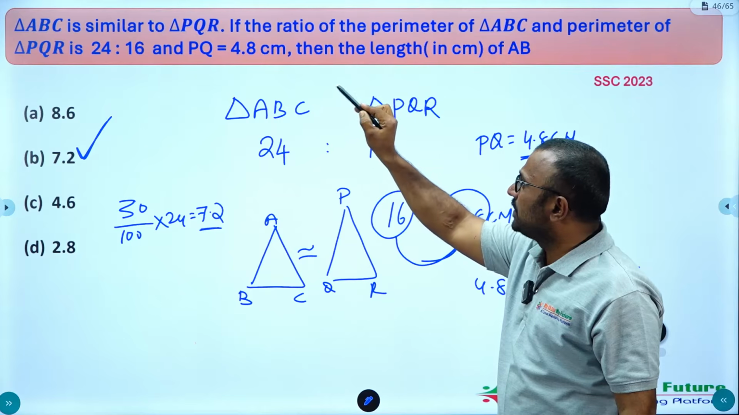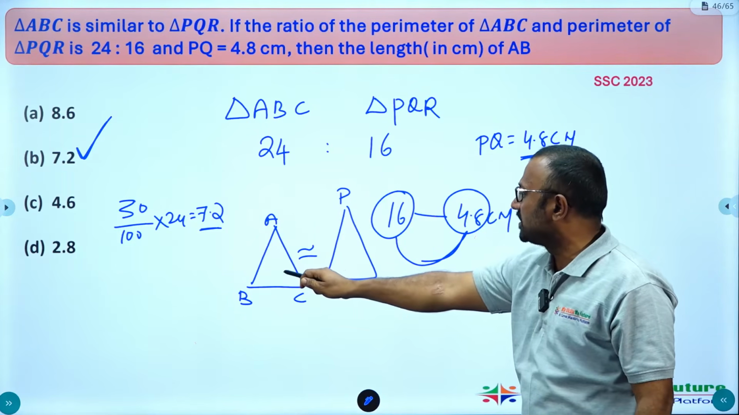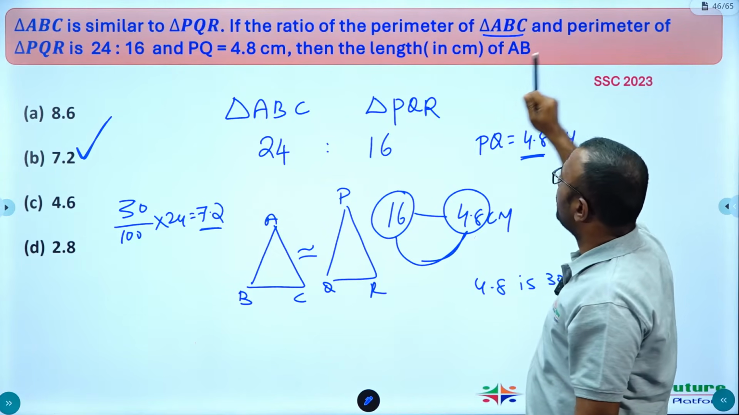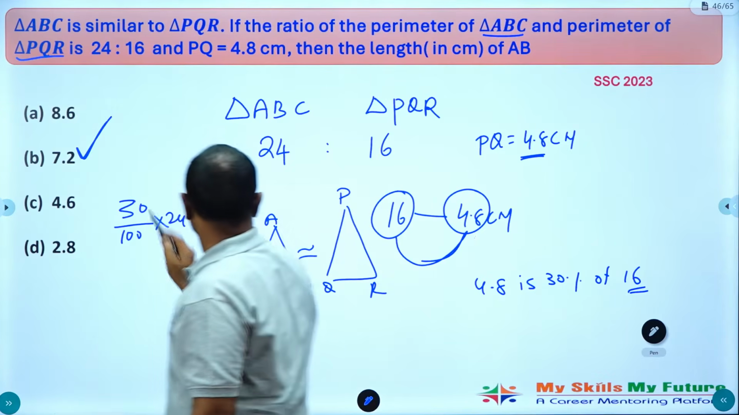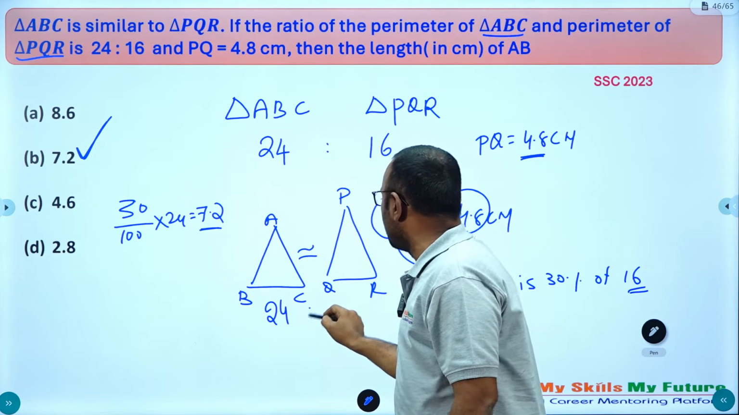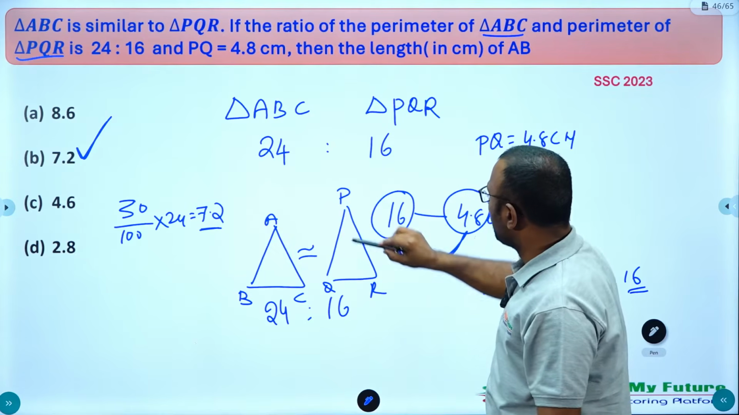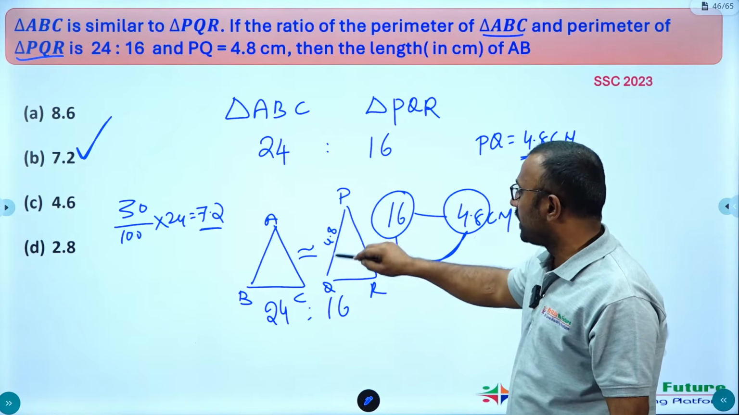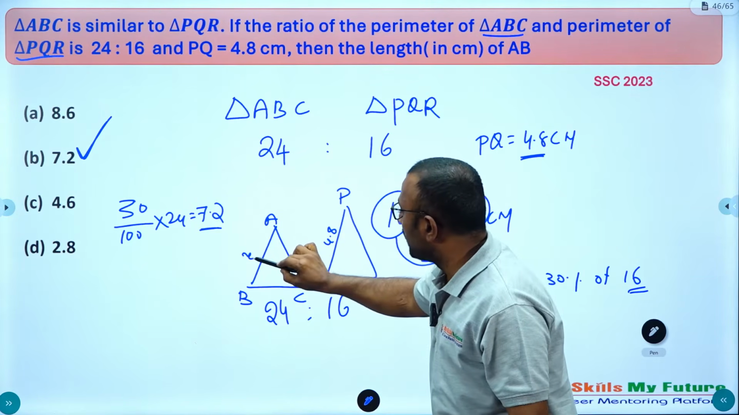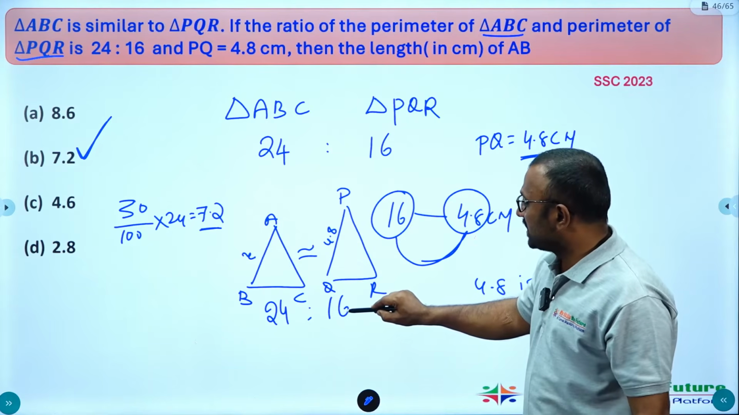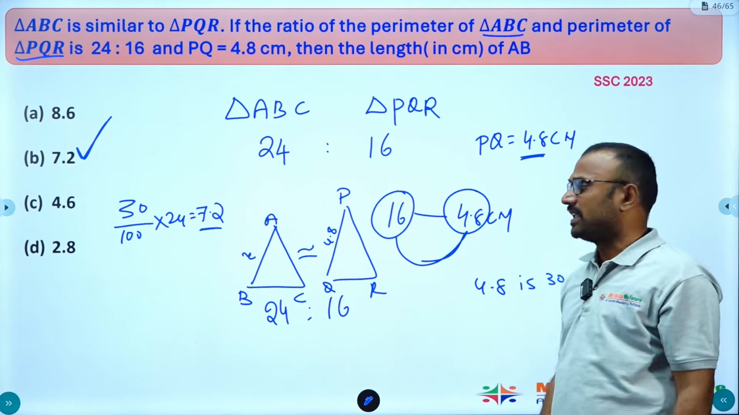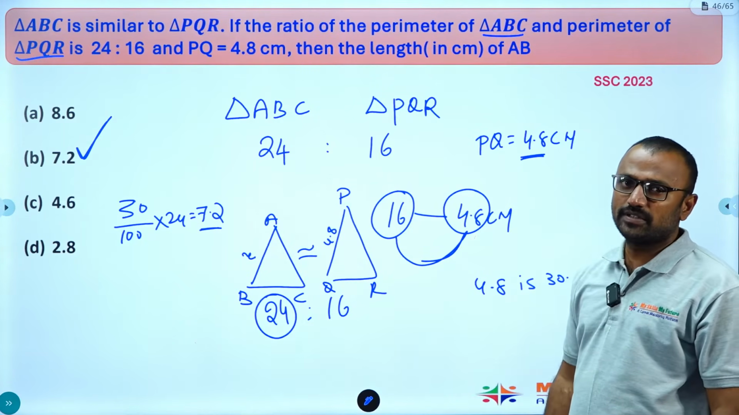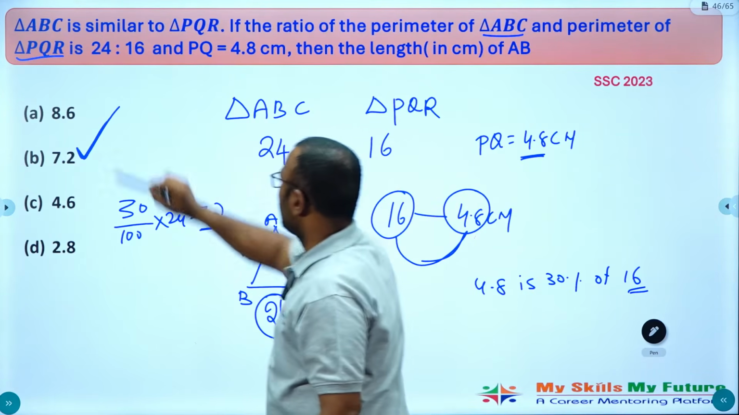Once again, see the question. Triangle ABC is similar to triangle PQR. If the ratio of the perimeter of triangle ABC and the perimeter of triangle PQR is 24:16, in that they given PQ, that is 4.8 centimeters. We need to find the AB value. So in 16, 4.8 is what percent? 30%. In that similar, find 30% of 24. 30% of 24 is 7.2. Right. Next question.